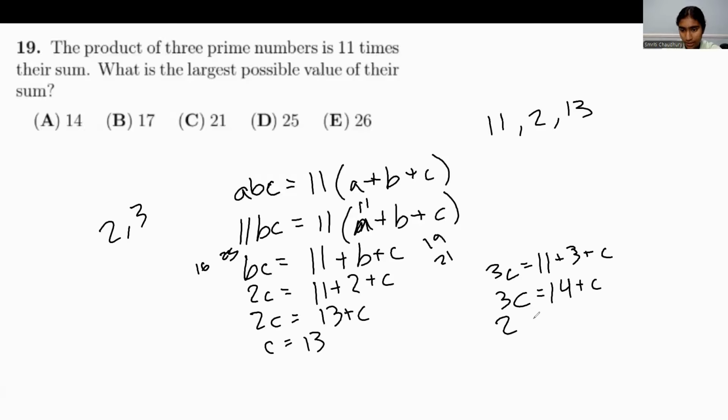So 2c equals 14, which means c equals 7. So in this case, we have 11, 3, and 7. And now looking at these two sets, it's obvious that this set has the largest possible sum. So the sum of this is 11 plus 2, 13, 13, 13, 26. So our answer is E.